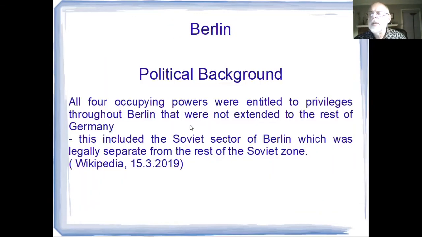later the population grew to be much larger. So in 1871, 800,000 people, and in 1925, 4 million. Again here, the political background: 4 occupying powers had privileges throughout Berlin, but they didn't have the same for the rest of Germany.